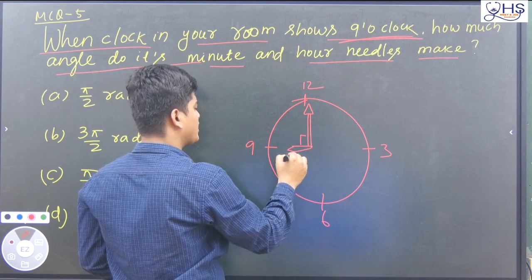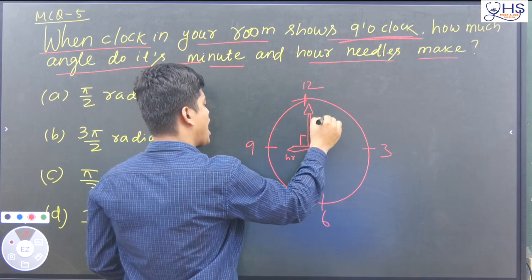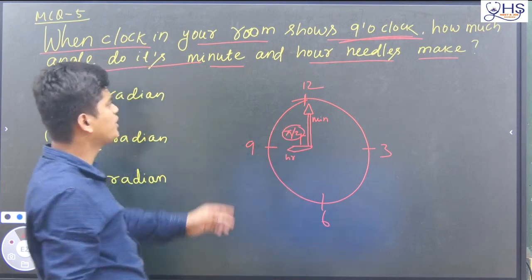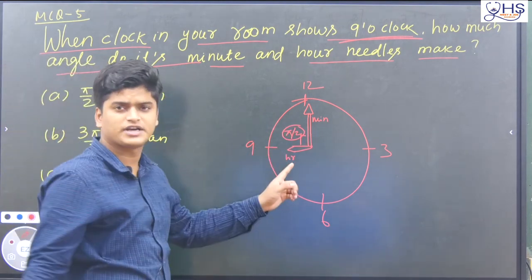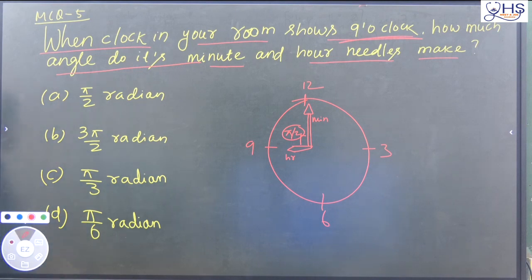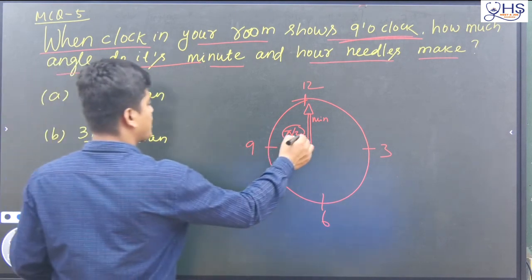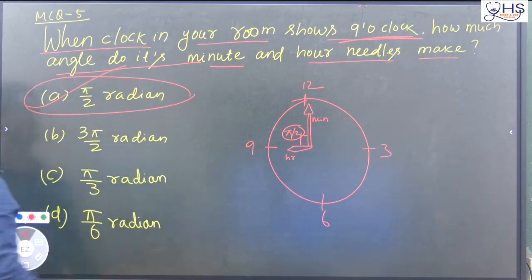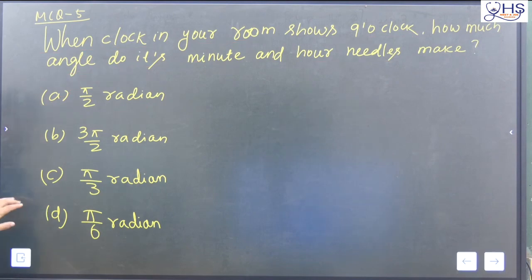Now see, between the hour hand and the minute hand, how much angle is coming? It is perpendicular, so it will be pi by 2. So when 9 o'clock is happening, what is the angle between the hour and minute hand? Pi by 2, which is nothing but 90 degree, so we write pi by 2 radian. Okay, now we will go to the next question. It is a simple question only.